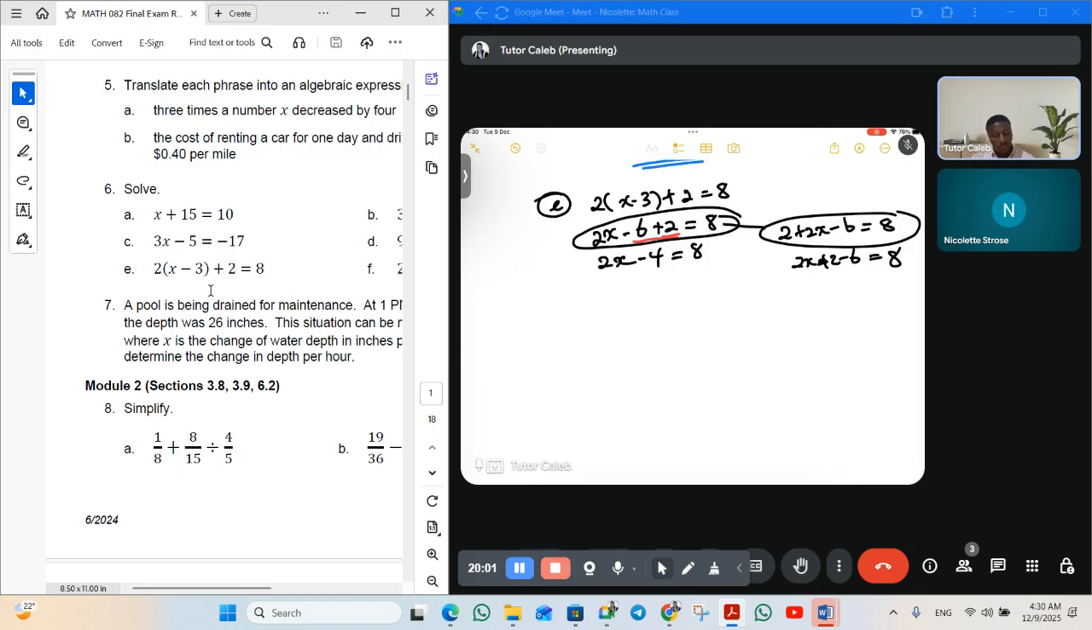Which is here 2x minus 4 equals 8. And now we add 4 on both sides. So you get 2x equals 12. And then we divide by 2 on both sides. You get x equals 6.